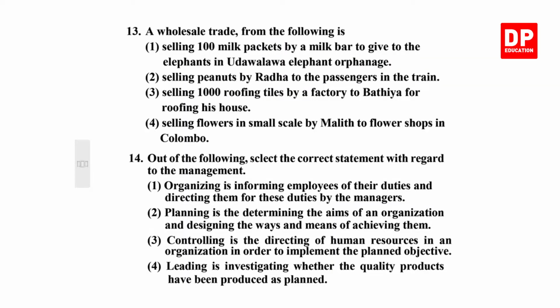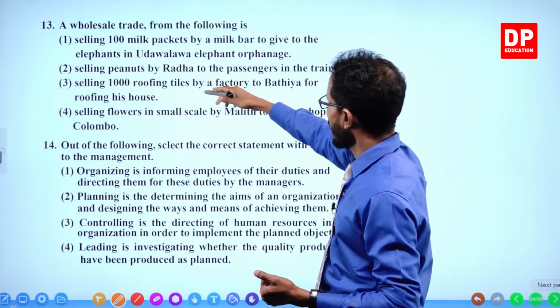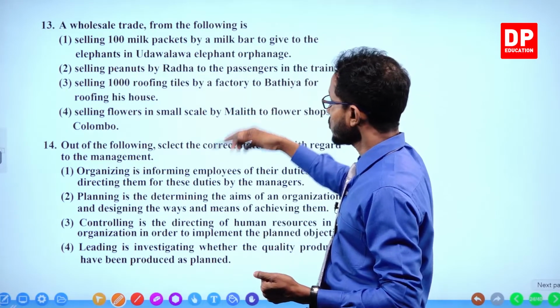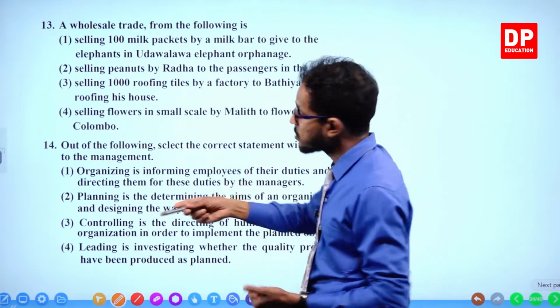Going on to the 13th. Which of the following is wholesale trade? Selling 100 milk packets by a milk bar to give to the elephants in Udawalawa. It's retail, for final consumption. Selling peanuts by Radha to the passengers in the train. Peanuts are sold to passengers, final consumers.